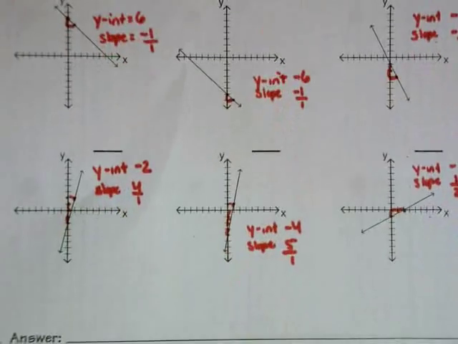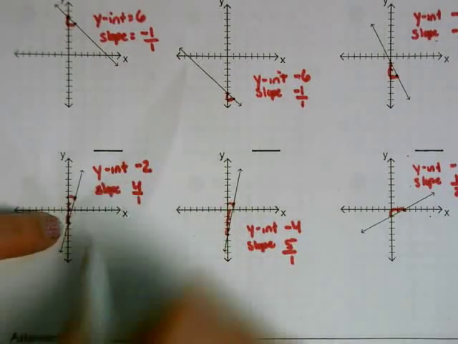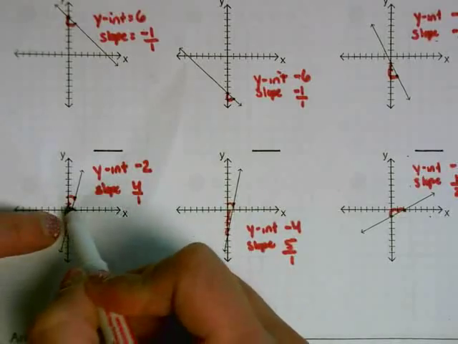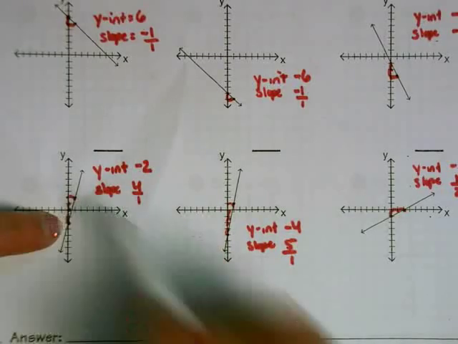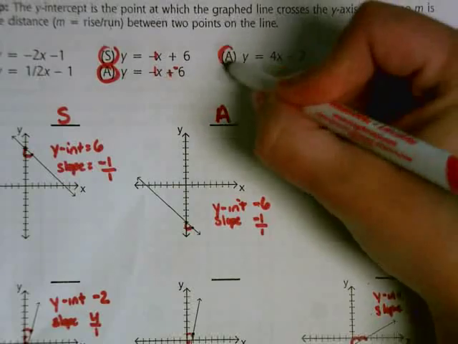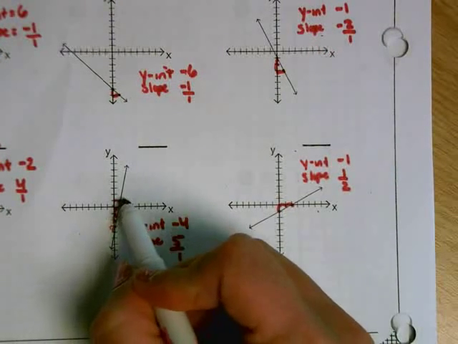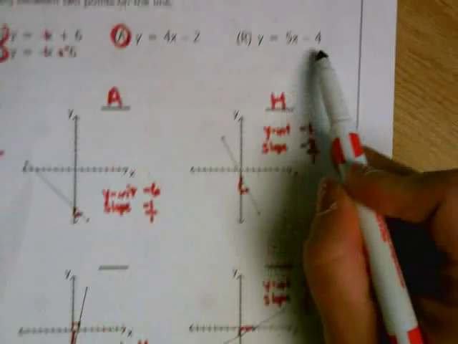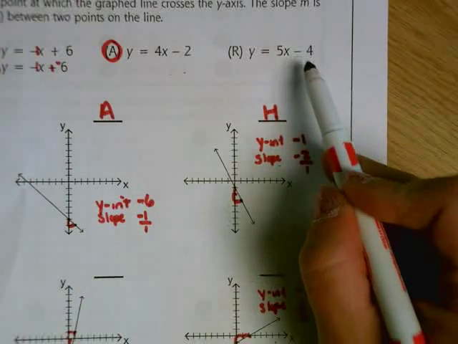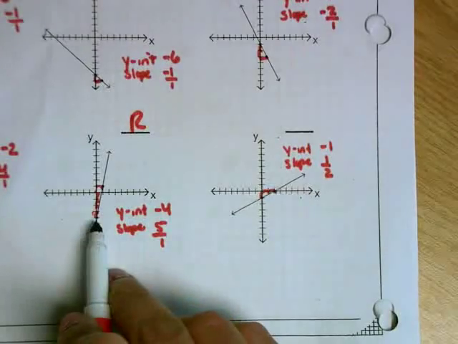And then we go down here. My y-intercept on this one hits the y-axis at negative 2, that dot right there. And my slope was up 4, right 1. So the only one that matches up with a y-intercept of negative 2 and a slope of positive 4 is going to be this A right here. My last two: this one had a slope of up 5, right 1. There's only one 5 up here. That's going to be the R, and the y-intercept was a negative 4 down here. So I'm going to use R. There was my y-intercept of negative 4.